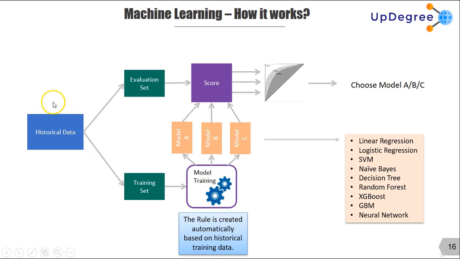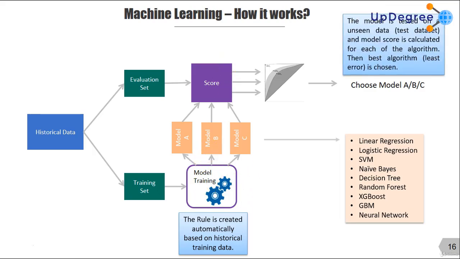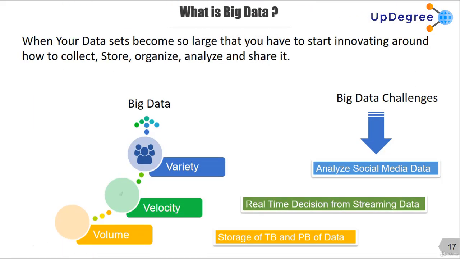And think that tomorrow you have a new data set, so that would become historical data, and that would also come into your training data set. So your model would change its rules every day or every second, and based on that it would predict. As I was saying, the model is tested on unseen data, which is your evaluation set, and the model score is calculated for each of those algorithms. Then choose the best algorithm.